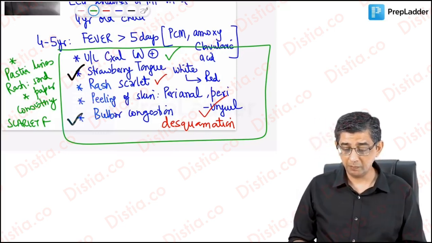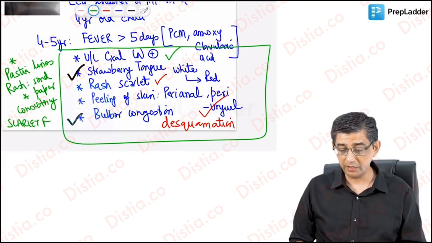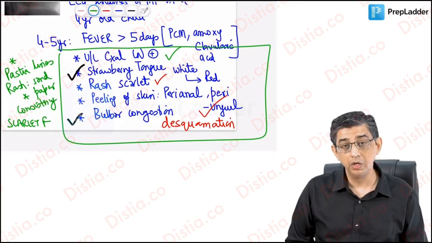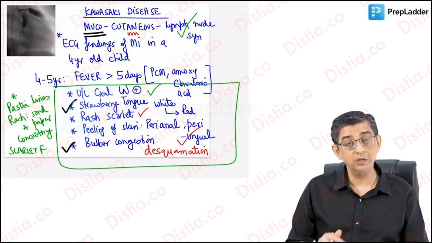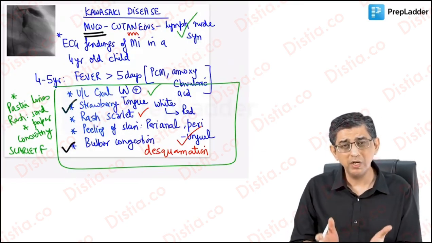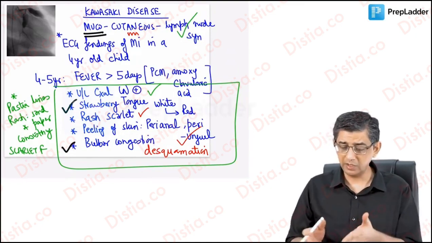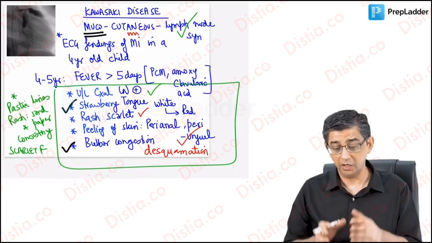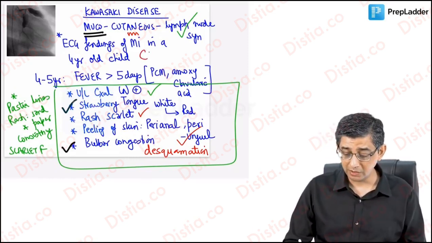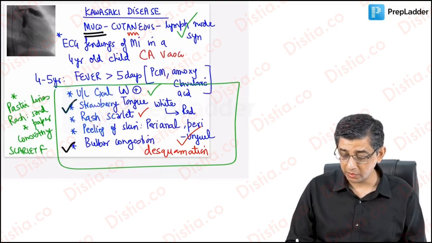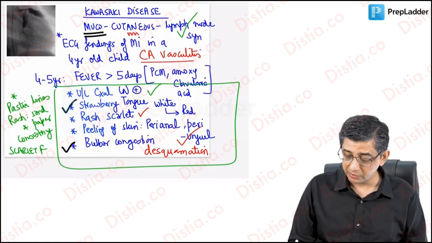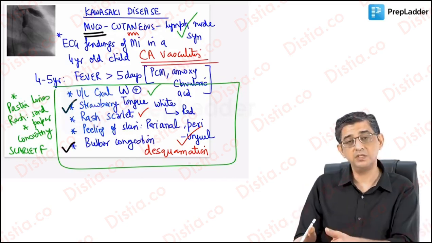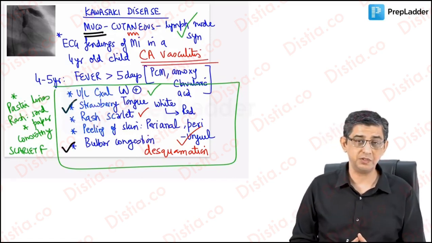When I told this mother, ma'am, I think that your child is having a cardiac issue. You see, guys, this mother is gonna freak out. She's gonna say, "Sir, you're overdiagnosing my child. Come on, my child is only having fever, na? And you are telling me my child is having a heart disease." I want you to understand that Kawasaki disease basically has coronary artery vasculitis, and this coronary artery vasculitis is manifesting in the form of these manifestations.